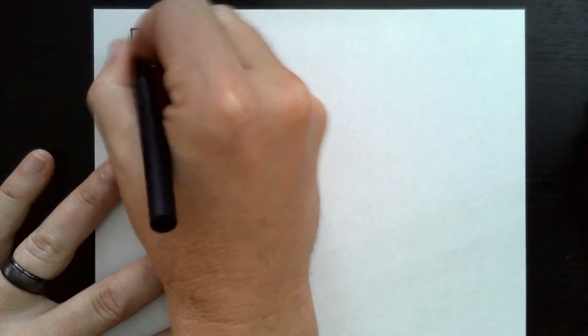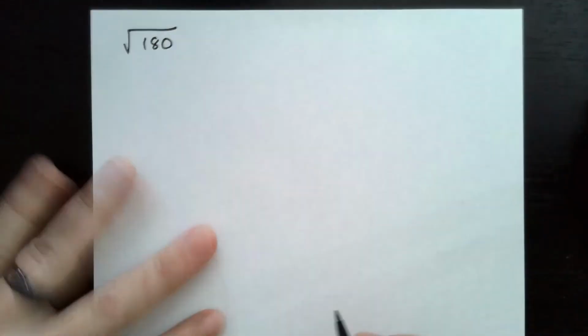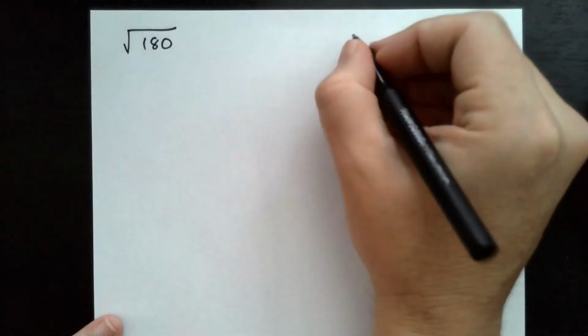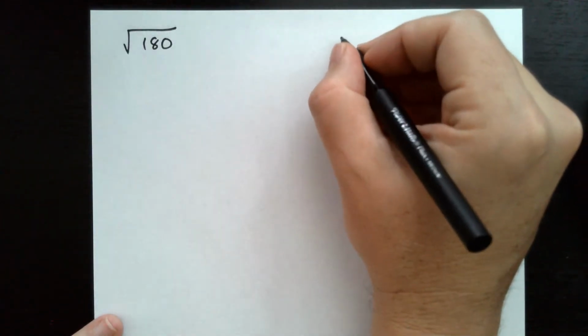In this video, we're going to be simplifying square roots. Okay, so our first problem we have is the square root of 180. How we're going to simplify this is we're going to list out some of our square numbers.